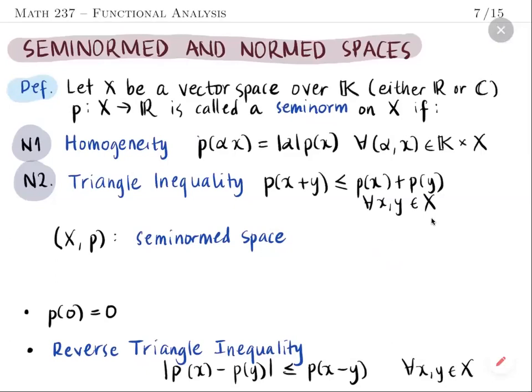So as usual, the pair (X, p), where X is a K vector space and p is a seminorm on X, will be called a seminorm space. And if, again, the seminorm p is clear in the context, we instead refer to X as the seminorm space for simplicity. Okay.